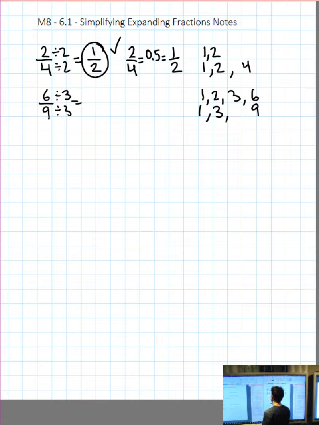Therefore, the greatest common factor is 3, and I will divide the top and bottom by 3. 6 divided by 3 is 2, and 9 divided by 3 is 3. I can circle my answer. I can check my answer on the calculator. 6 divided by 9 is equal to 0.6 repeating, and 2 divided by 3 is equal to 0.6 repeating, so I'm going to say check mark. You can decide if you'd like to show all of those steps on your calculator like I did above.